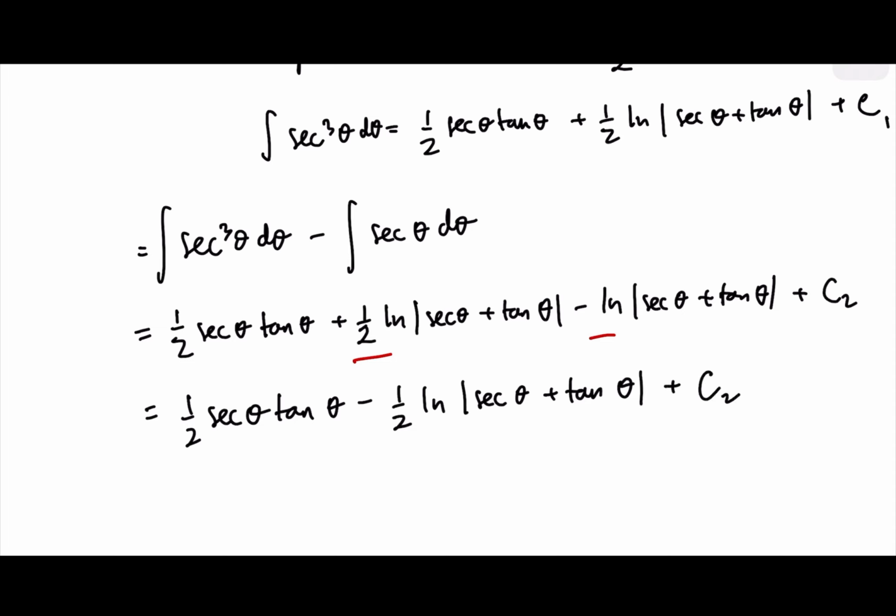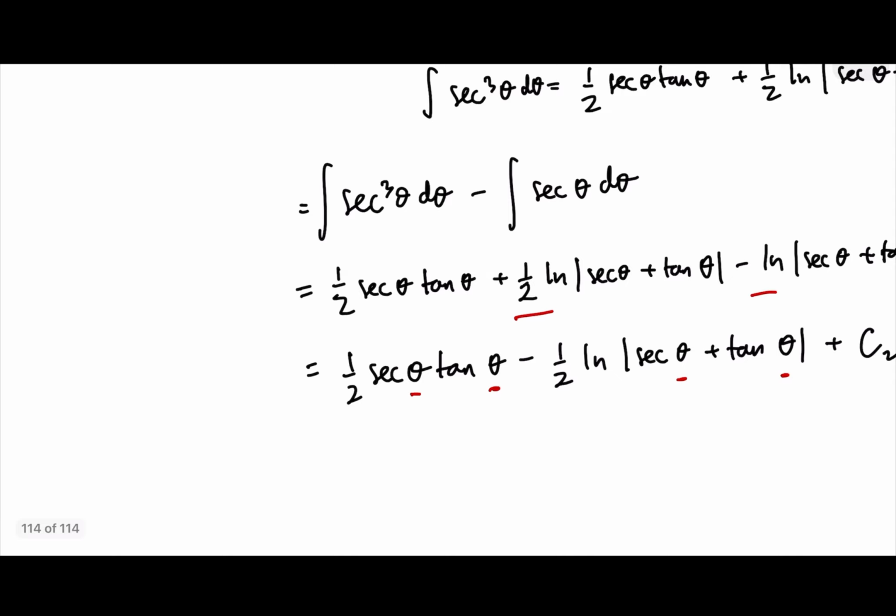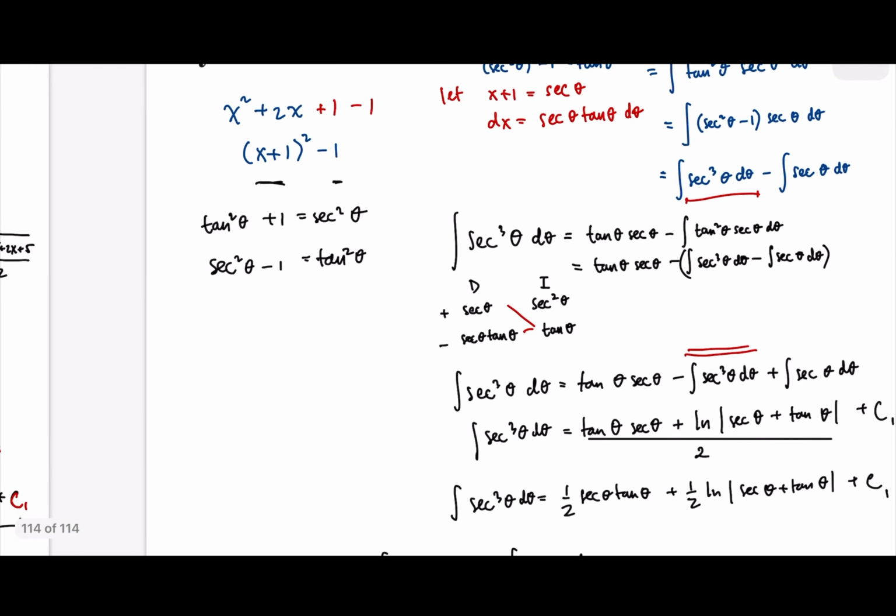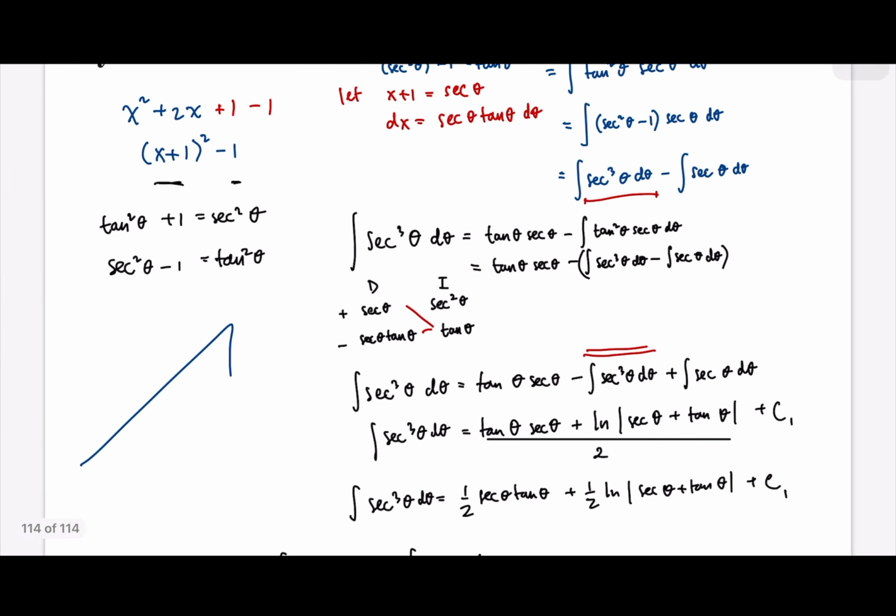Well, that will be the result. But again, we have a theta, right? So what we are going to do, we will use our triangle. Let's say this is theta. Remember that secant theta is x plus 1. So cos theta is 1 over x plus 1, right?